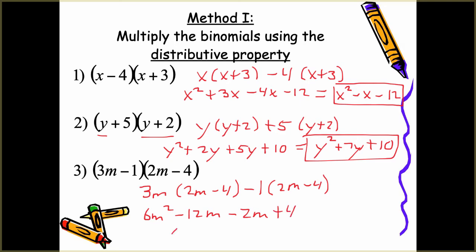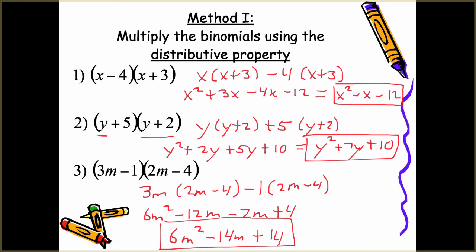And then we combine our like terms. Highest degree is first, to put them in standard form. Negative 12m minus 2m is negative 14m. This is plus 14. And this is my simplified form.